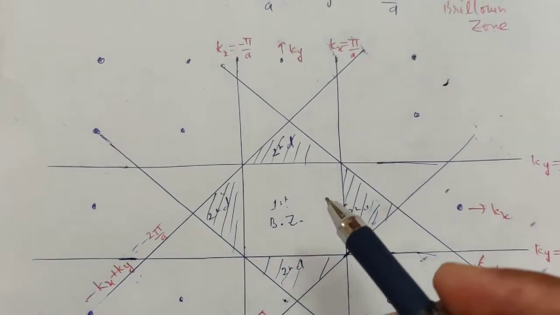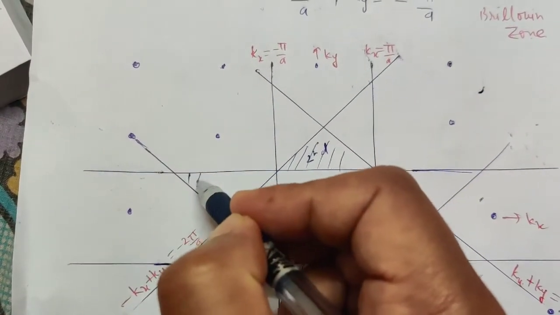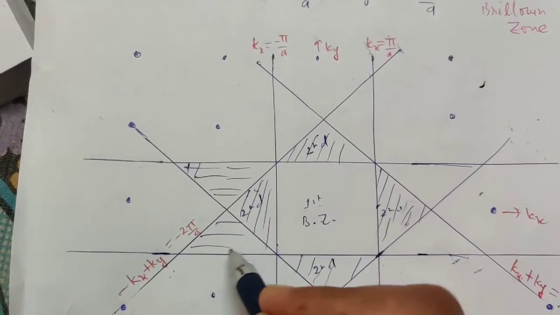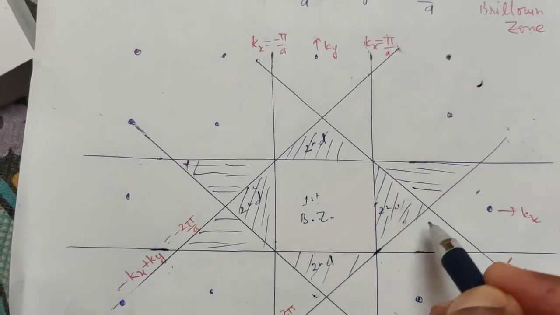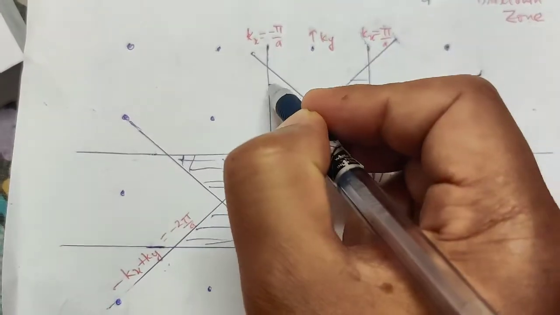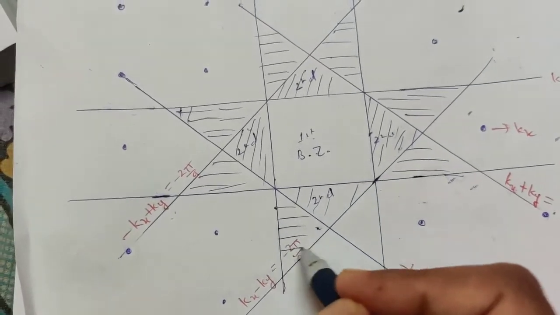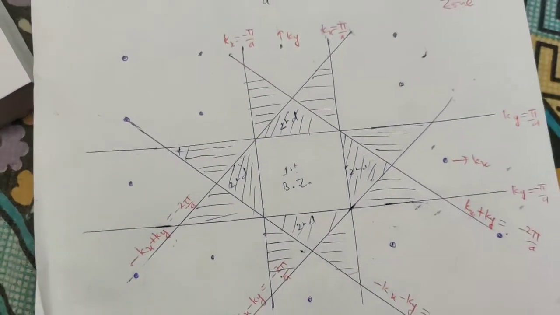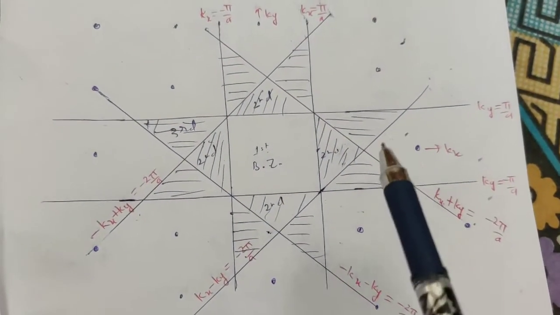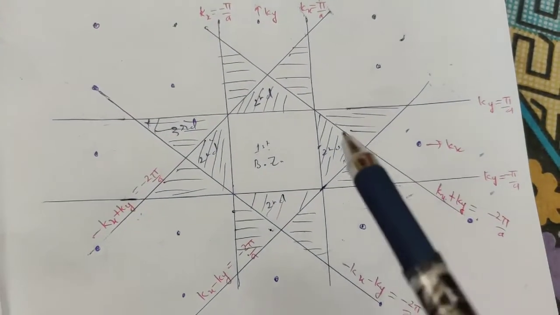Now the third Brillouin zone will be between the second Bragg plane and the third Bragg plane. This will be the third Brillouin zone. So now you can construct n number of Brillouin zones in your reciprocal lattice by using this method. So this is for 2 dimensions.